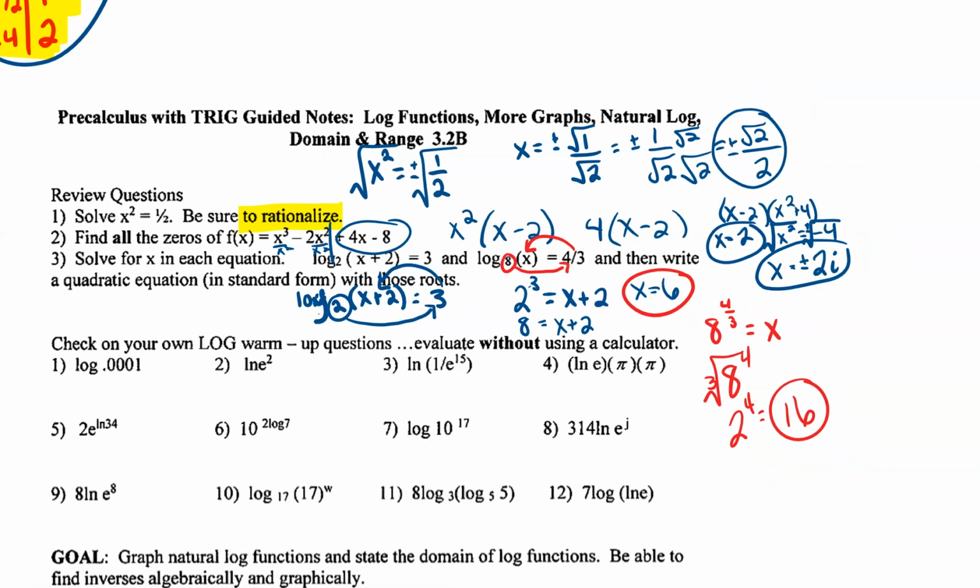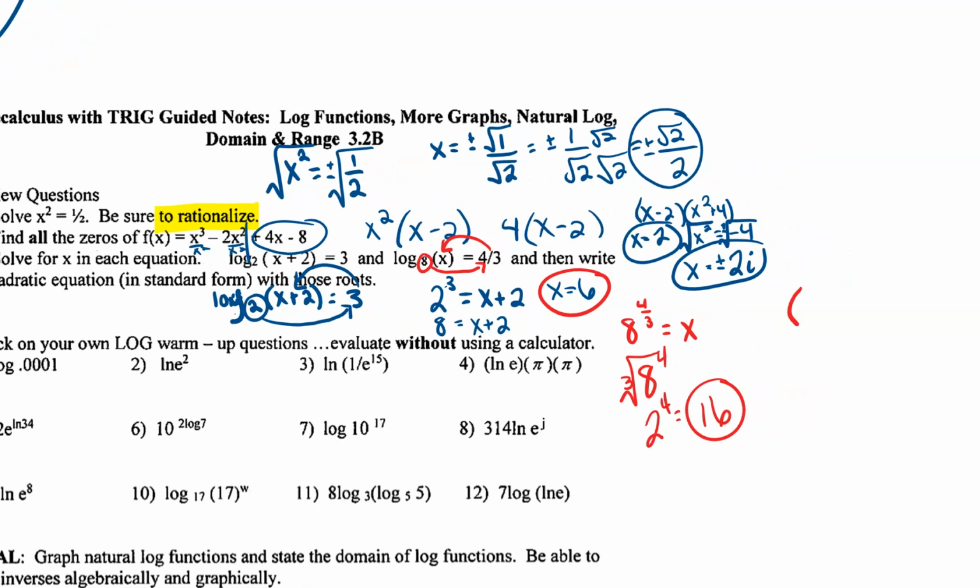That's not the whole problem. It's a long problem. We need to write a quadratic equation in standard form with those roots. So to do this, I'm going to write the factors: x minus 6 and x minus 16 if the roots are 6 and negative 16 because they're opposite. But then it said that it needed to be in standard form, so to get it into standard form, I need to FOIL or double distribute. X times x is x squared. X times negative 16 is negative 16x.